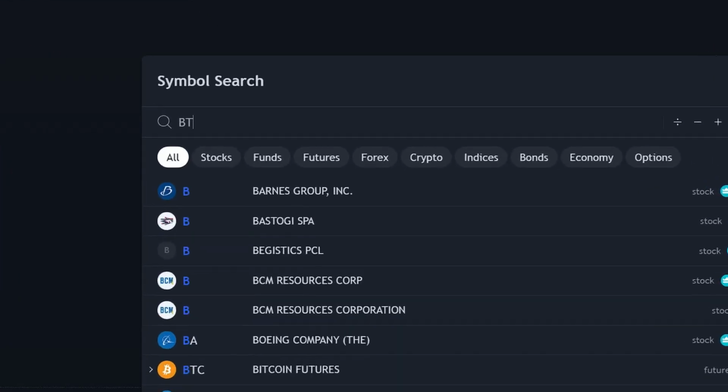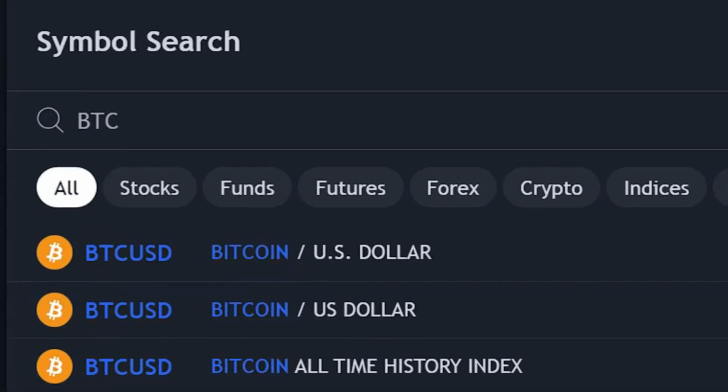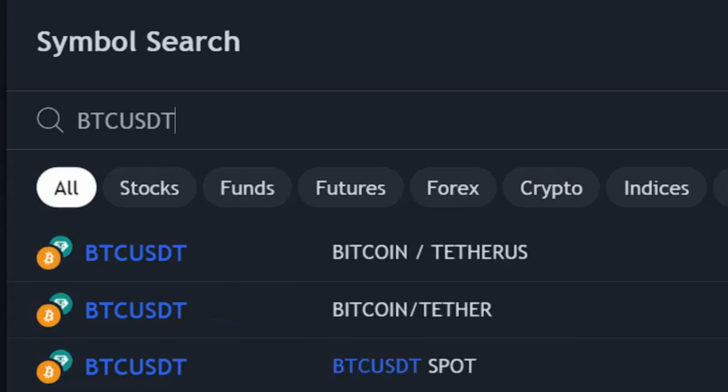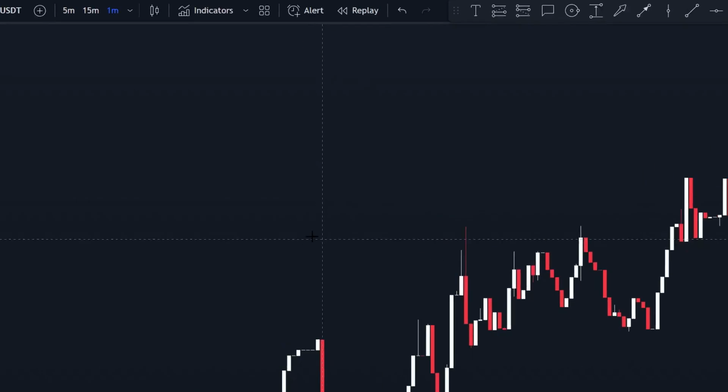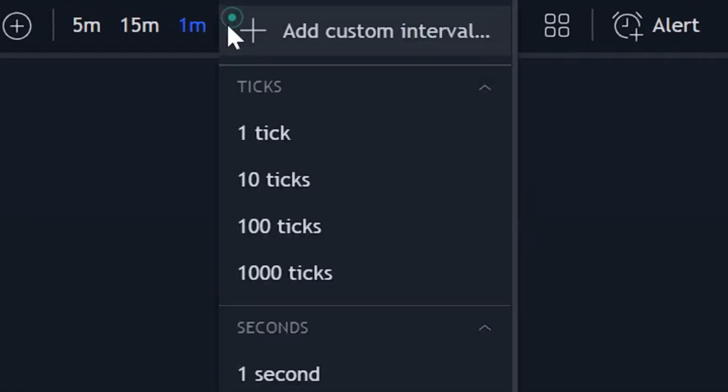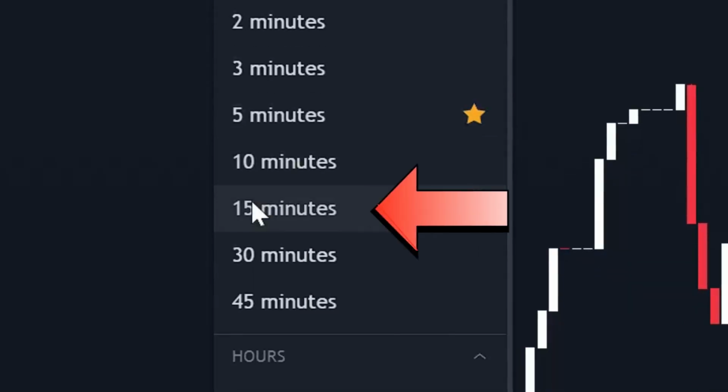Alright, so we're going to be using the Bitcoin chart on the TradingView platform. And don't worry, because we can use this strategy on any other pair as well. For demonstration purposes, we'll be focusing on the 15-minute time frame.